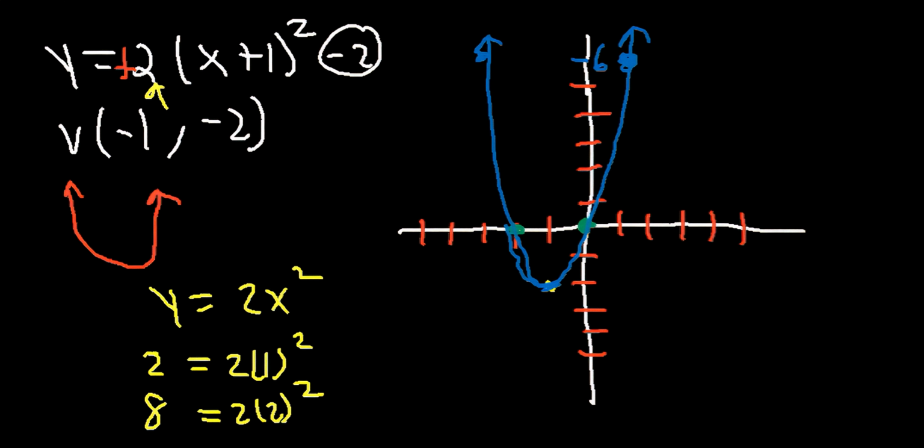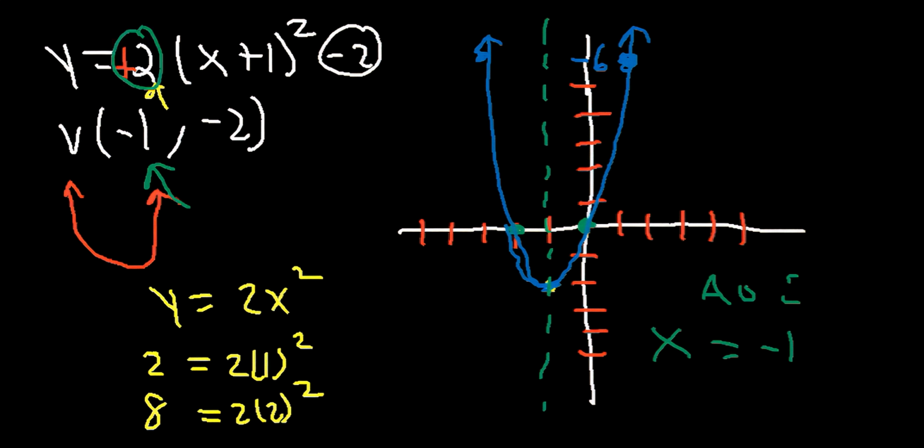And the axis of symmetry, if you have to find it, it's x equals this value, -1. So here's the line of symmetry. It's symmetric about that line. And this graph has a minimum. Whenever you have a positive number here, the graph always has a minimum. And the minimum value is simply the y-coordinate of the vertex. It's -2.